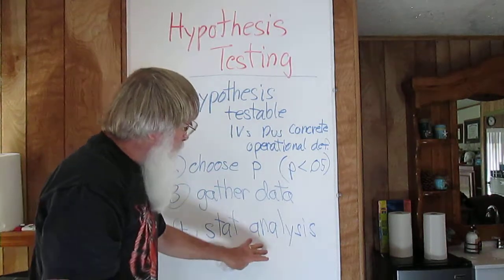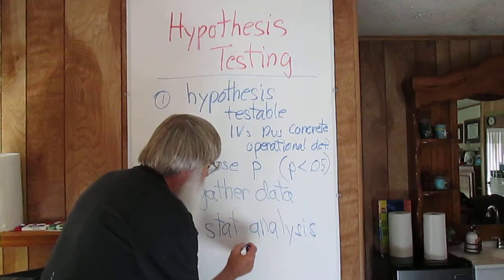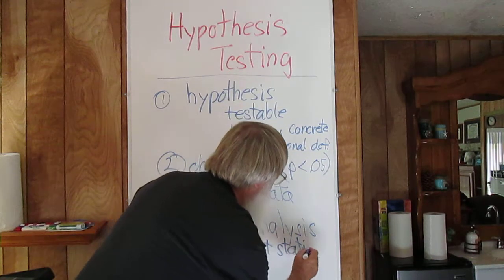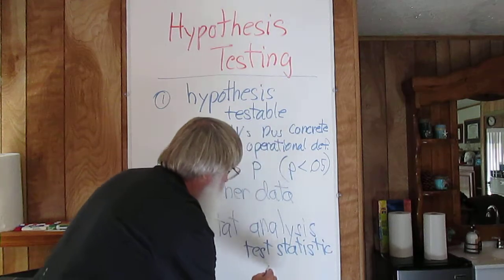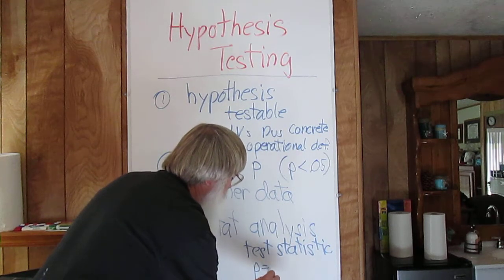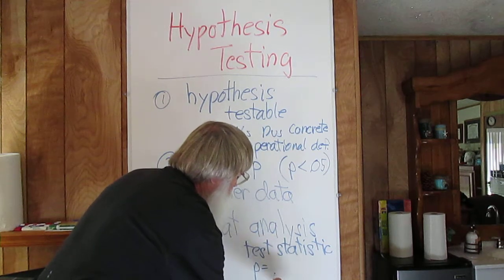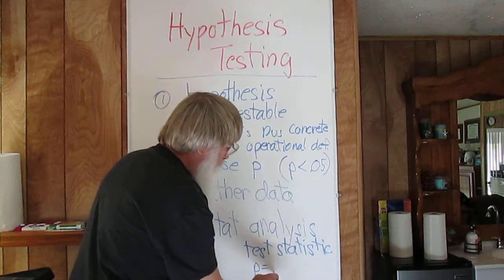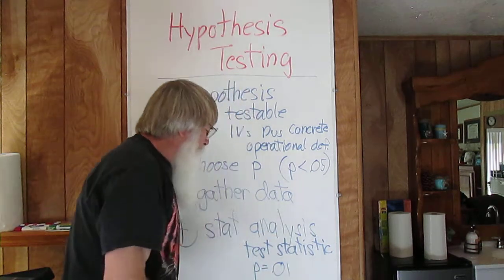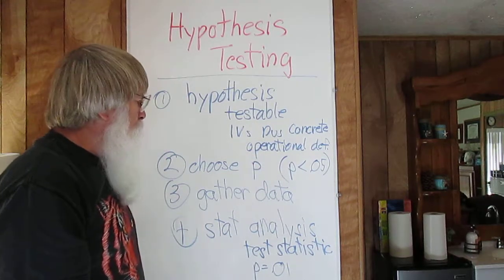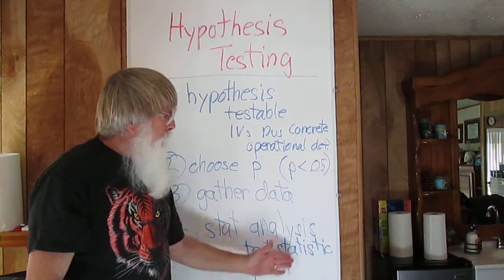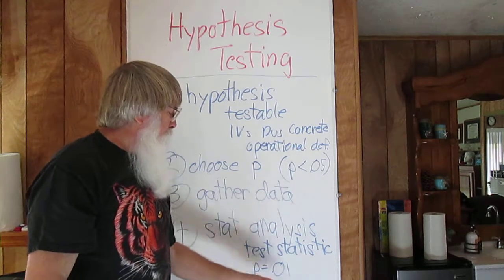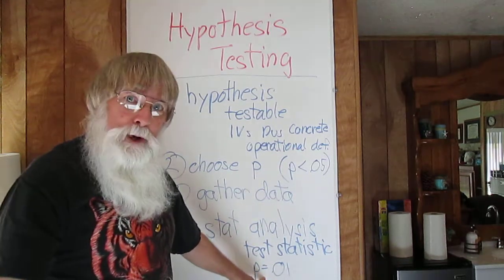Now, the statistical analysis is going to generate a test statistic. And it's also going to generate a p-value of that test statistic. Let's just say the p-value generated by the statistical analysis that you have chosen is 0.01. And we had chosen a level of significance of 0.05. Looking at 0.01 and comparing it to 0.05, we see that 0.01 is lower than 0.05. If p is low, the null must go. Okay?